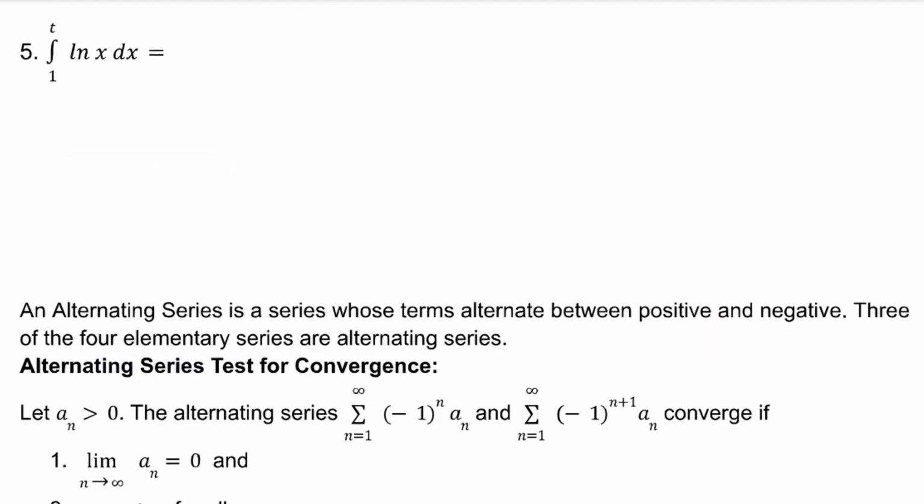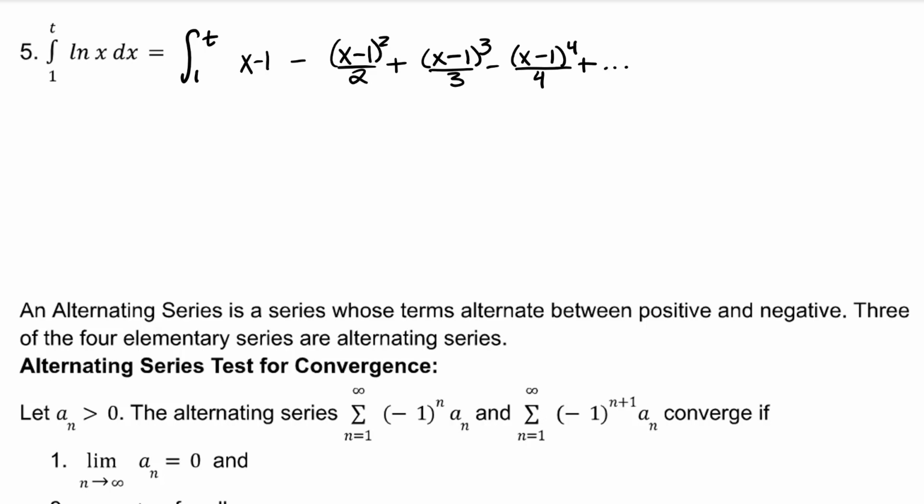Number 5 is asking for a power series for the integral of ln x. Rather than integrating ln x, which would make coming up with a series from that quite complicated, we're going to take the series of ln x and integrate it from 1 to t. And now we're going to integrate each term.